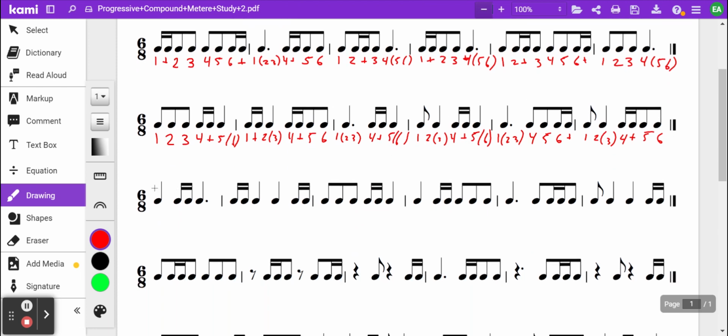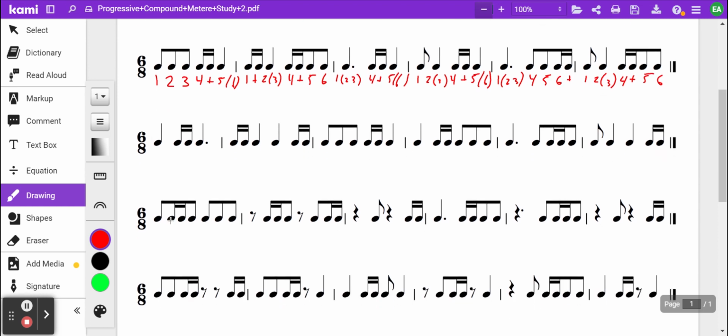I'm going to leave line 3 for you to do on your own because it's the same things just in different orders, so you should be able to easily do that on your own. But let's go down to line 4 because they've thrown in some rests, so we have to make sure we understand how to count those too.